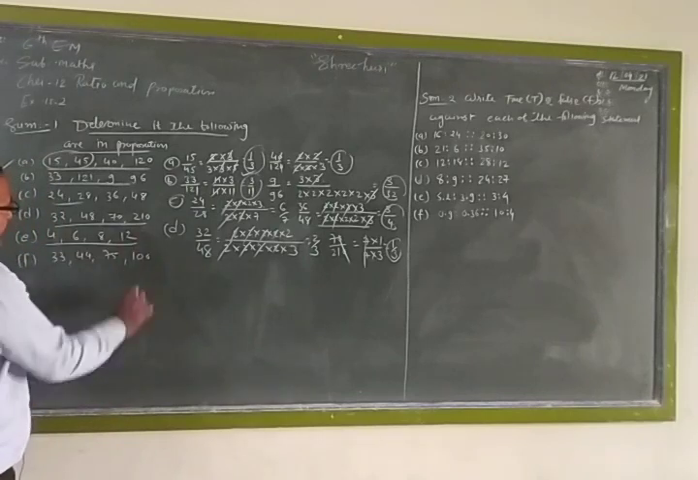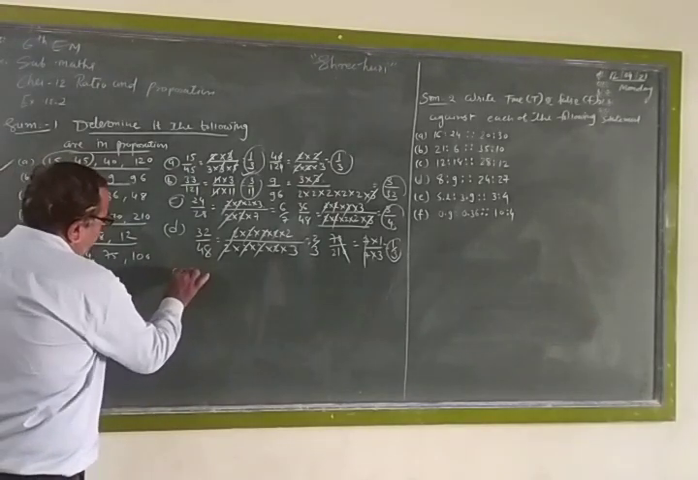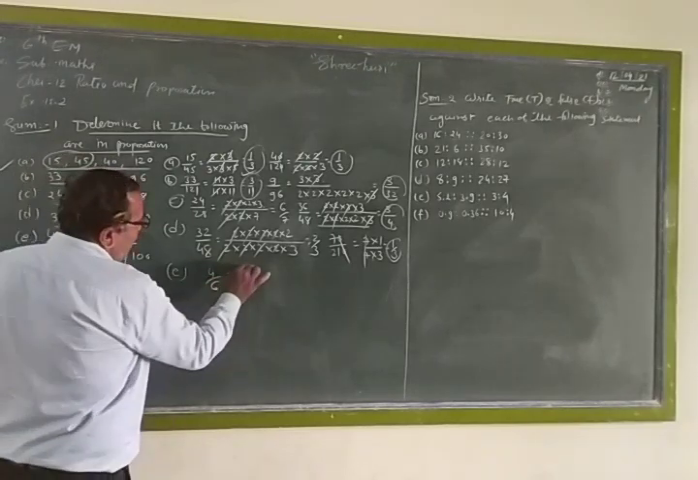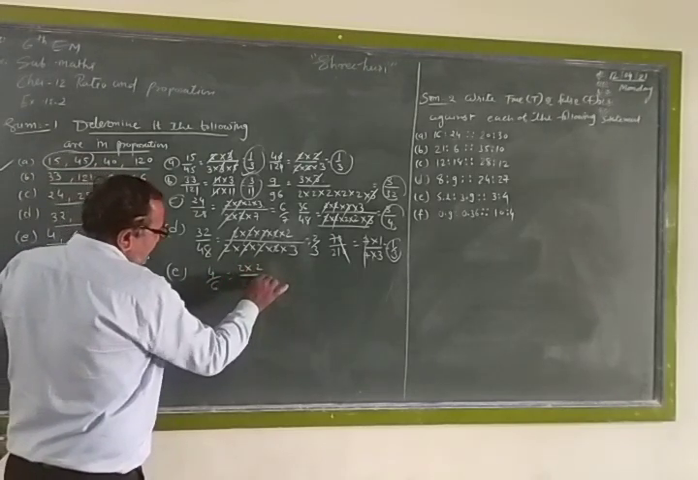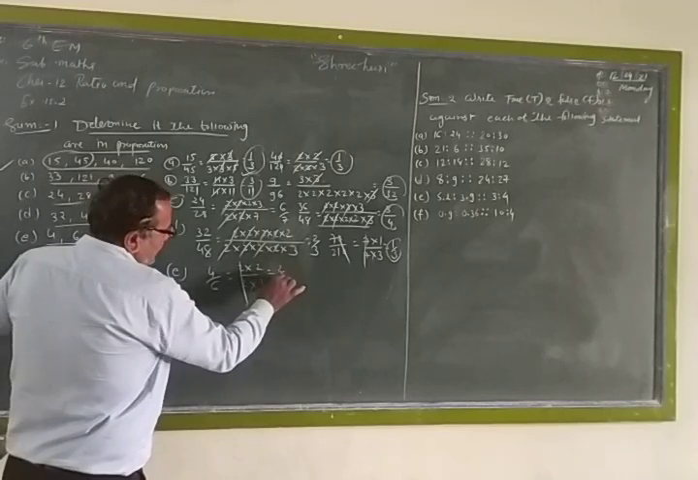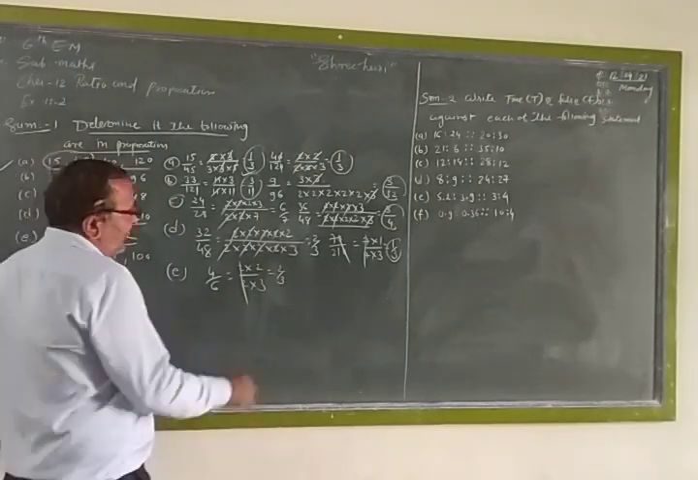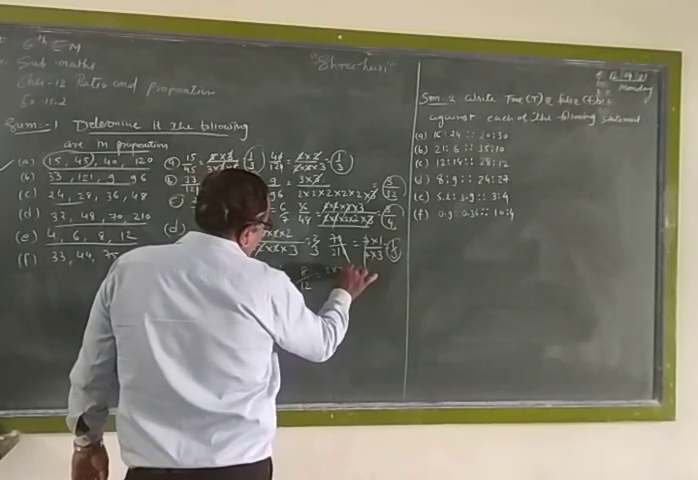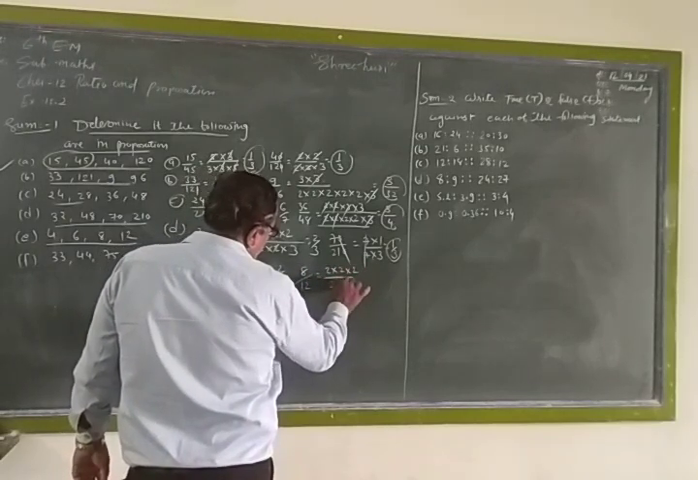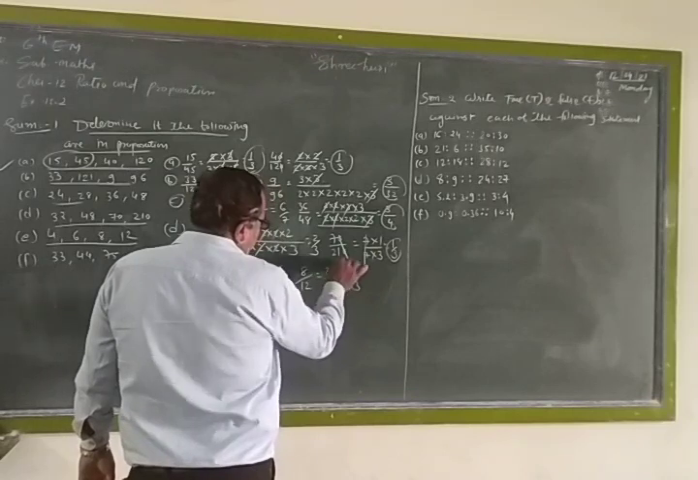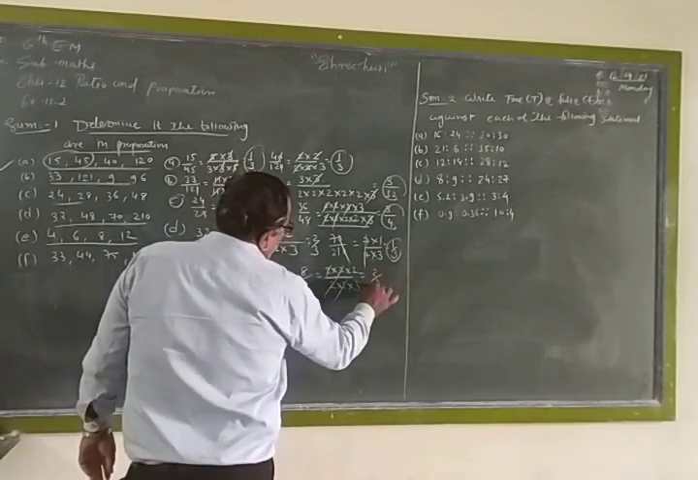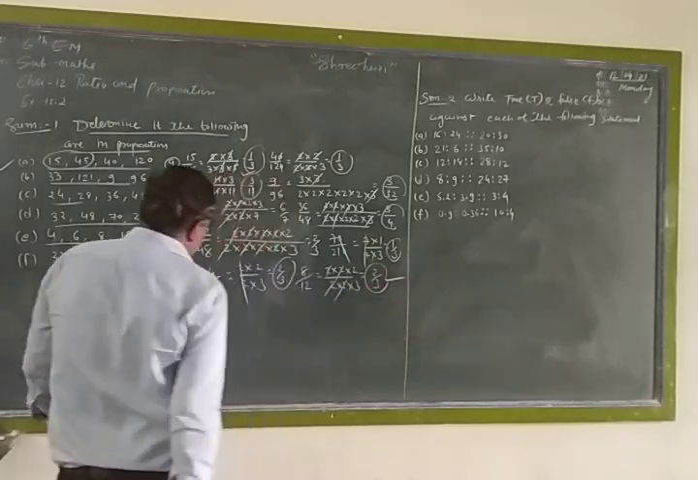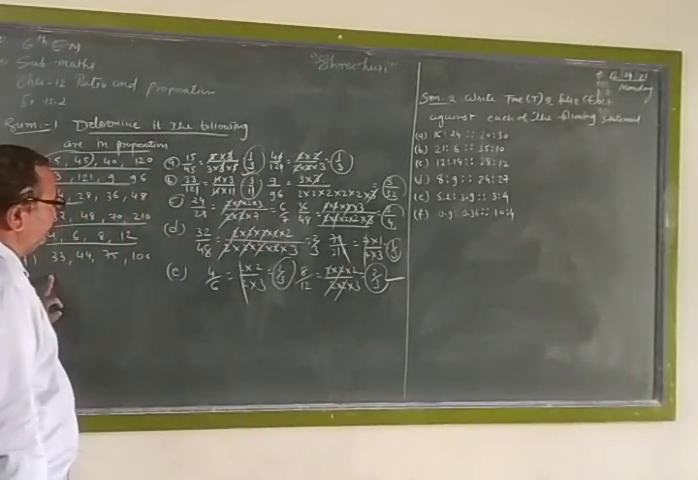Now E. We have 4 upon 6. 2 2s are 4, 2 3s are 6, so the answer is 2 upon 3. Then 8 upon 12: 2 2s are 4, 2 4s are 8, 2 2s are 4, 3 4s are 12. Both are cut by 2, and the answer is 2 upon 3. So 2 upon 3 and 2 upon 3 are the same, so it is in proportion.